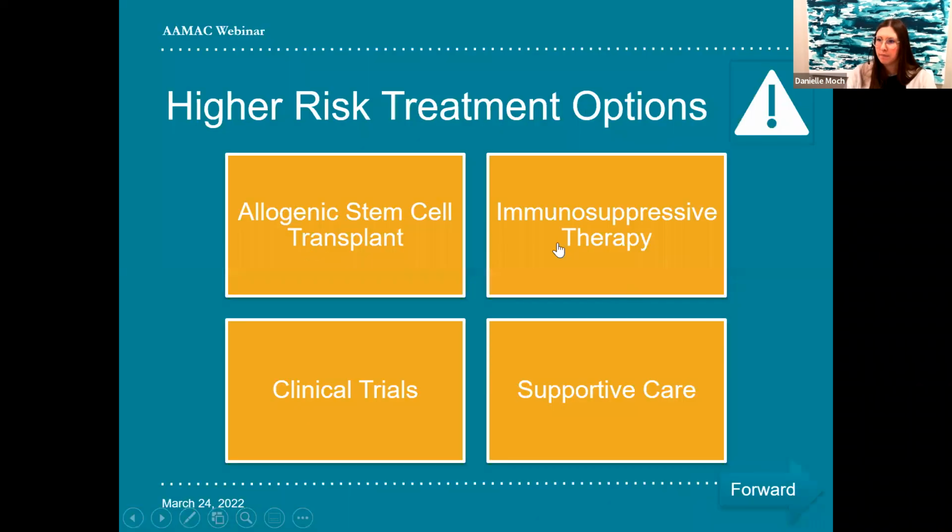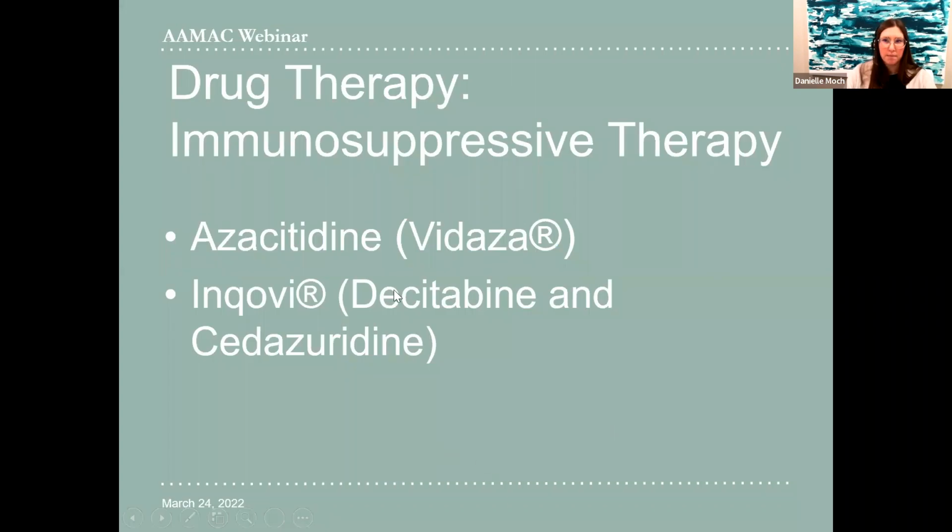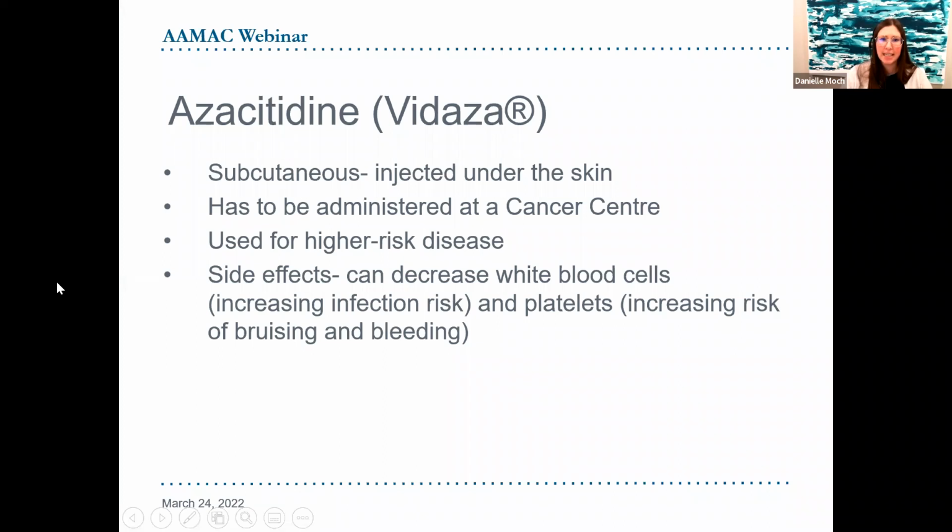Okay. Immunosuppressive therapy. Another drug therapy is azacitidine or Vidaza. There is a new one called Inqovi, which is a combination of medications. Azacitidine is typically given 7 days in a row on a 28-day cycle at your local or satellite cancer center. It is an immunosuppressive therapy, also known as chemotherapy or cytotoxic agents.